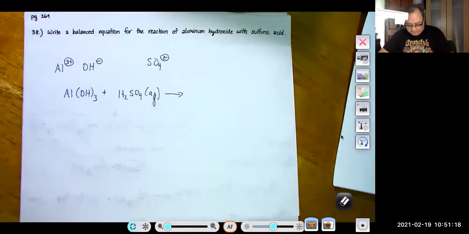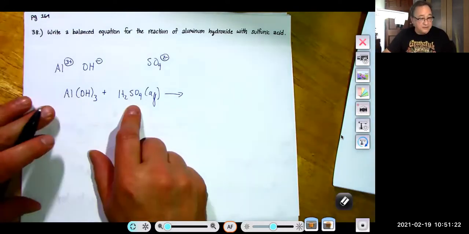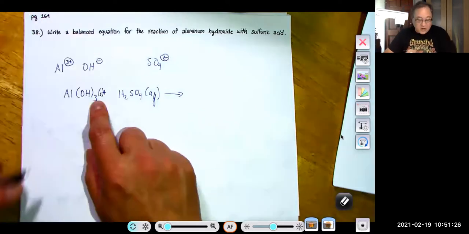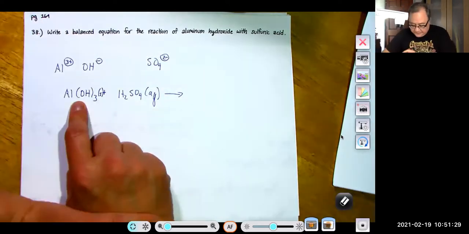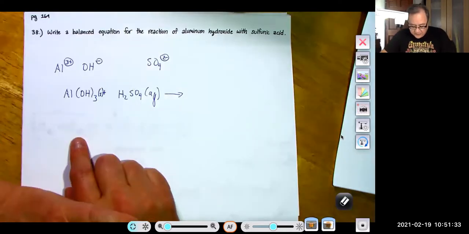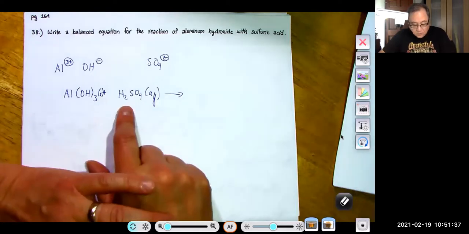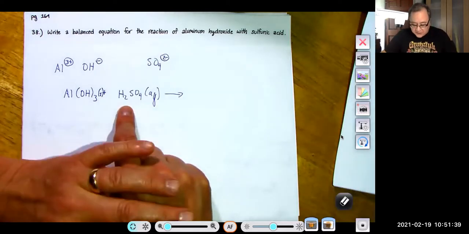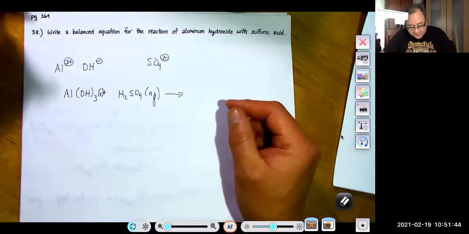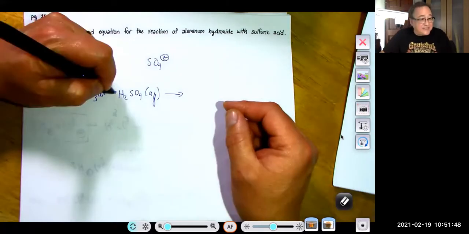Okay. Now here I've written the base first and the acid second, but we can still handle that. This would be a solid because hydroxides are not soluble. Three hydroxides, 2 hydrogens. One's odd, one's even. So we probably want to multiply them together and get 6. So I'm going to put a 2 here so that we have 6 hydroxides. A 3 here so that we have 6 hydrogens.